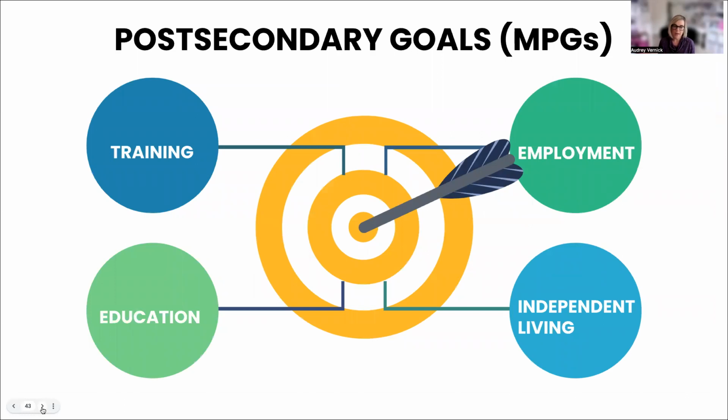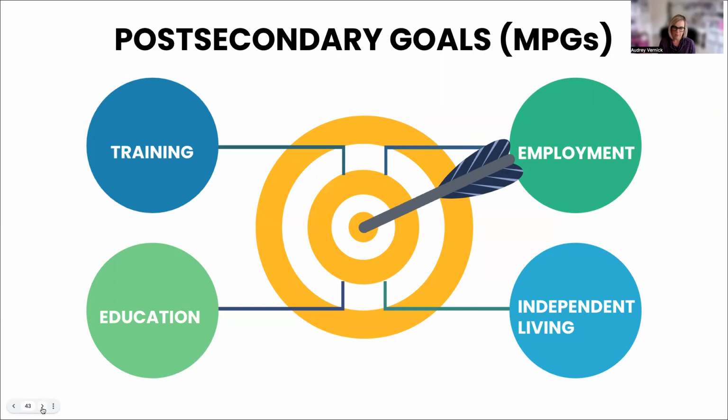Post-secondary goals have to be made in education and training, employment, and where appropriate, independent living. Education and training are often lumped together. I very rarely see those two categories broken out in IEPs. So that's okay. What is the education and/or training they will be doing after high school? And then what will their employment and independent living be?